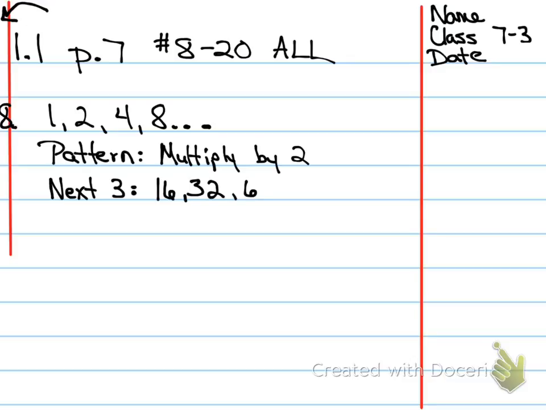And 64. Okay? And you're going to box in your answers, guys. Box in your answers, it just makes it easier to grade. All right? And that's how you're going to set up your homework. And if you understand that, that's everything you need to know for 1.1.